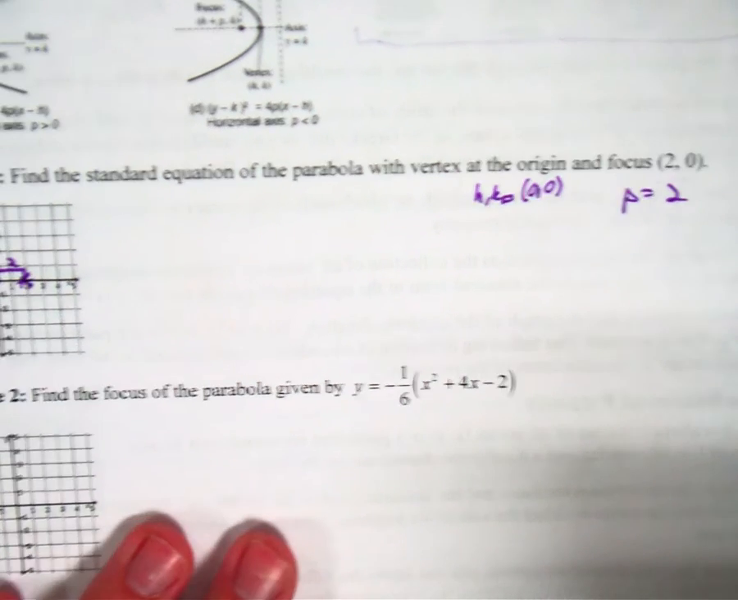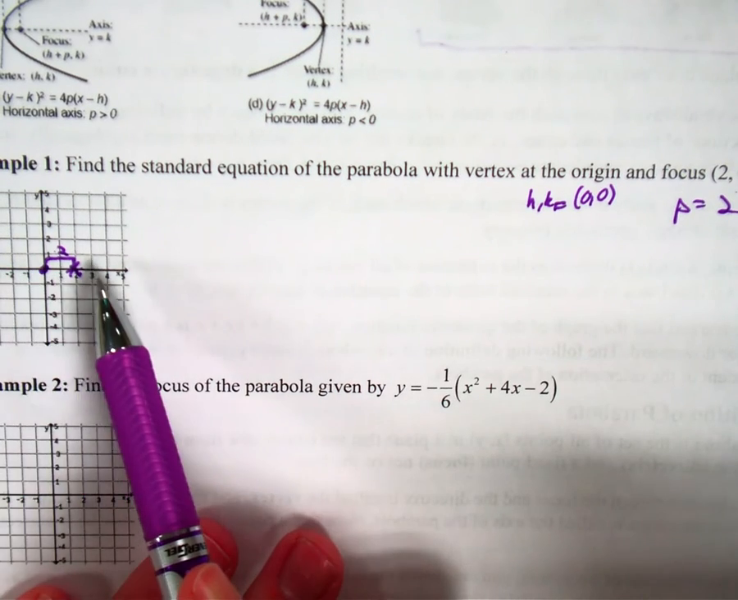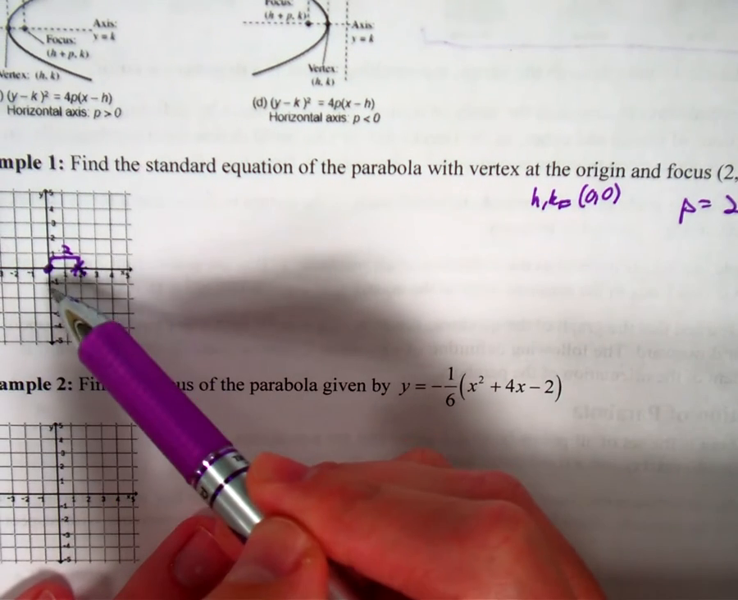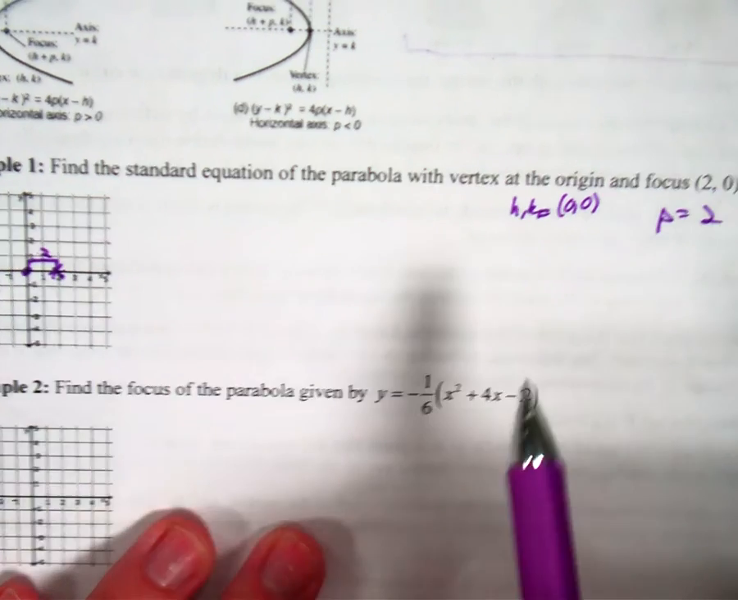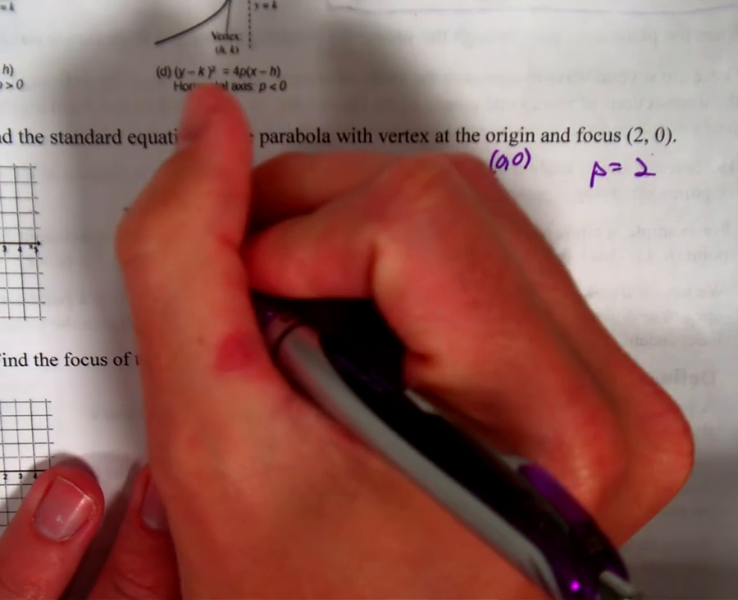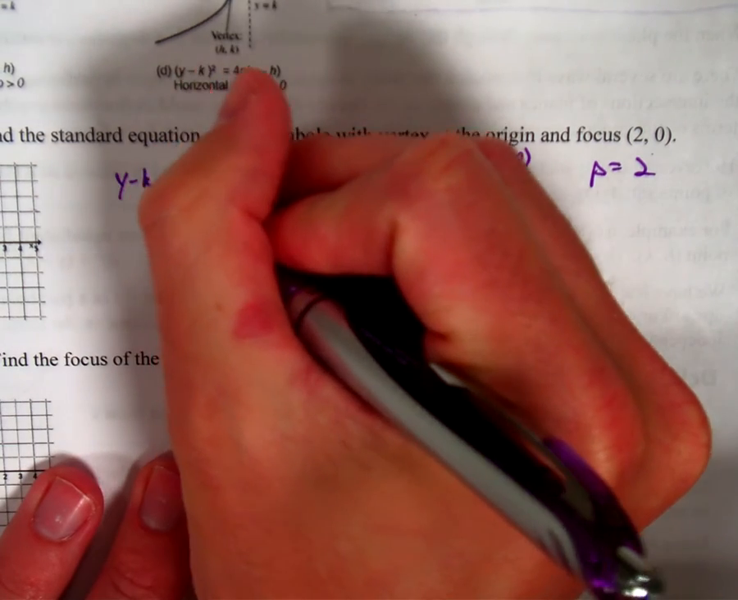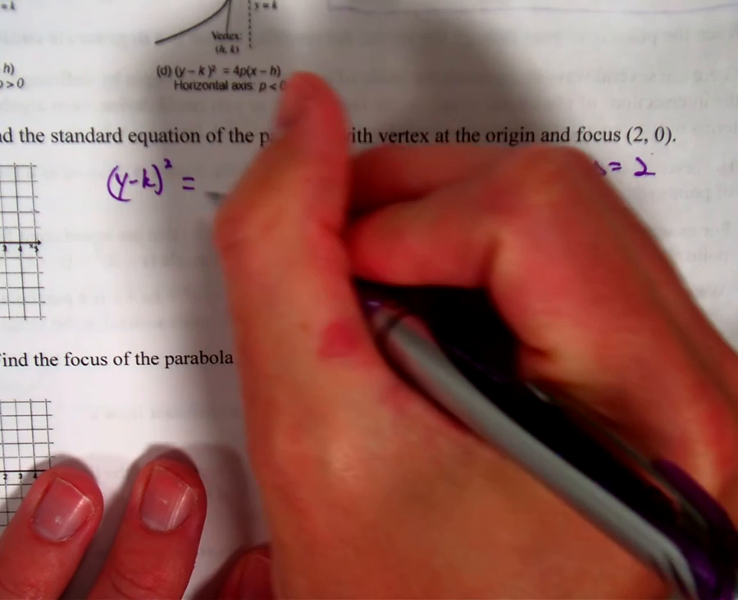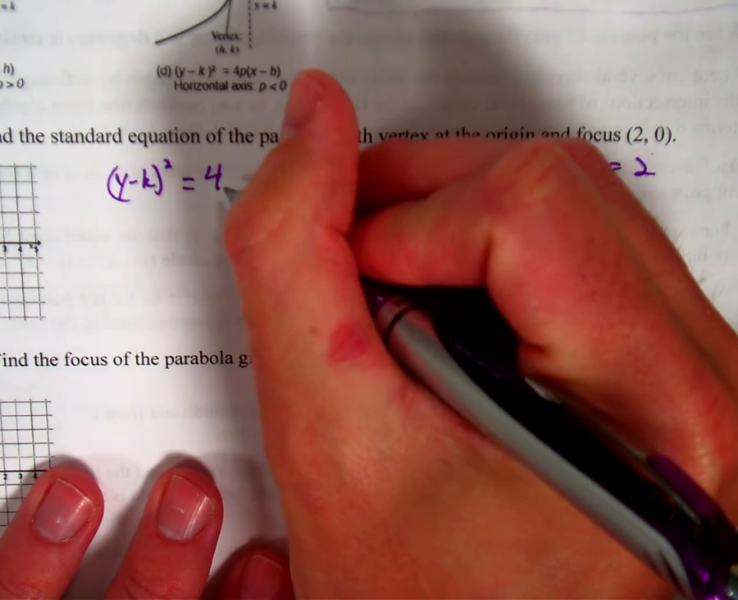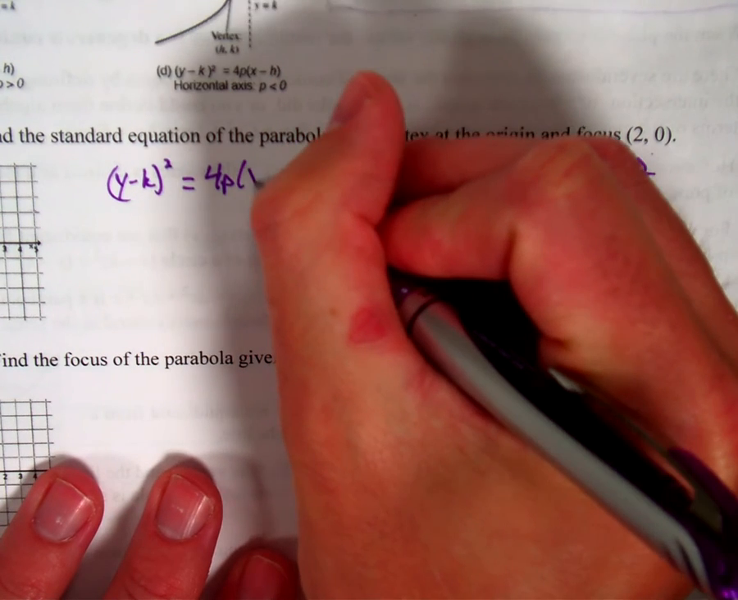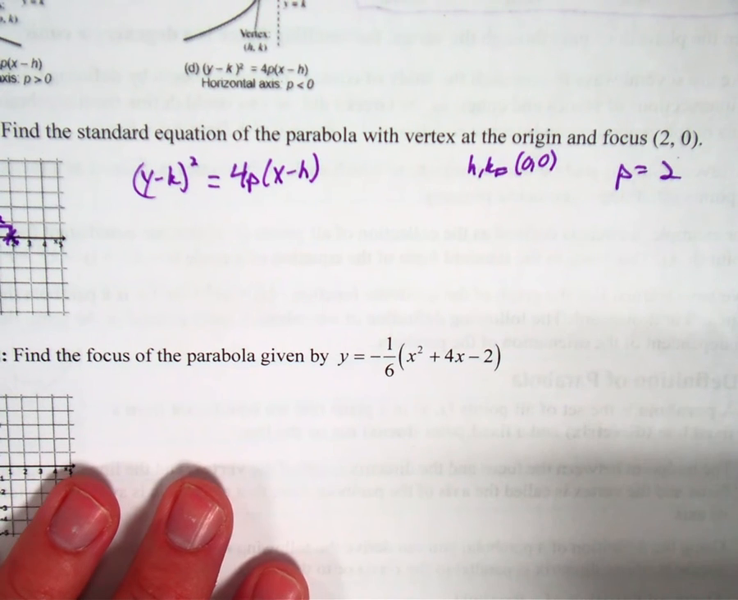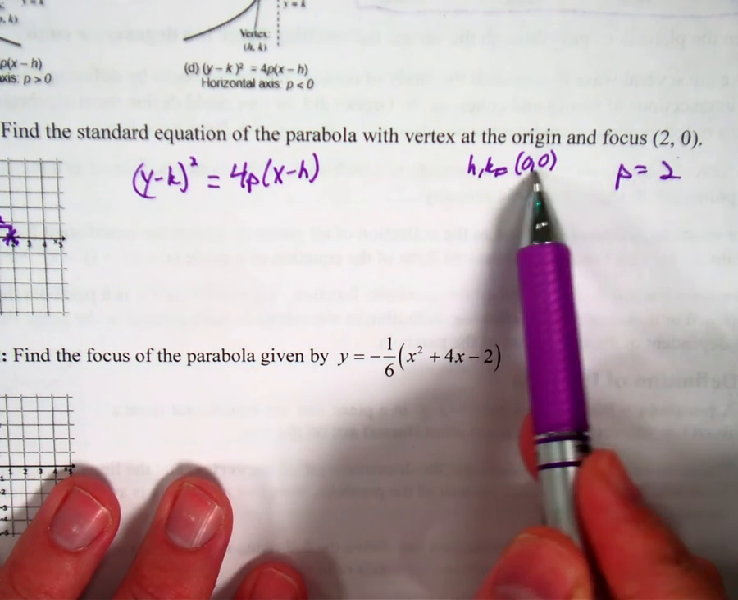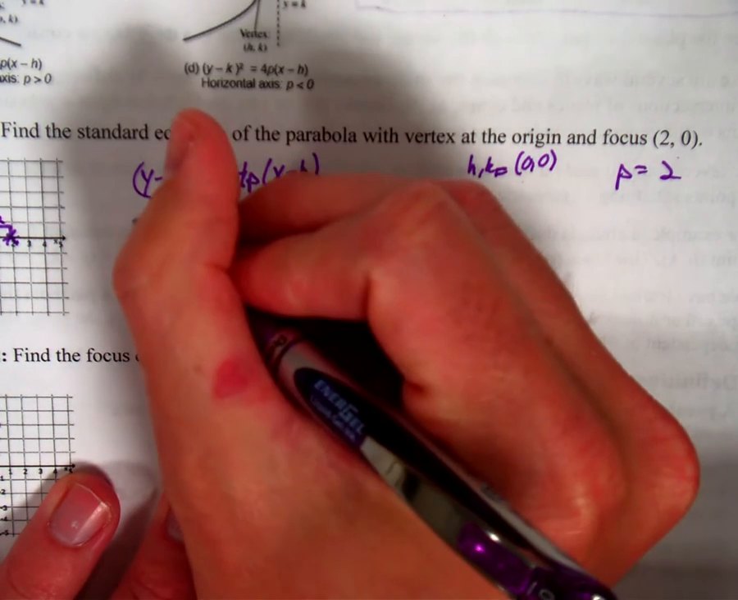It is a sideways one. How can I tell? Here's our vertex. Here's our focus. It's going to have to go from the vertex and bend around the focus, so it's going to go sideways. So we need a y minus k squared equals 4p times x minus h. That's going to be our starting point. Okay, 0, 0 was our vertex.